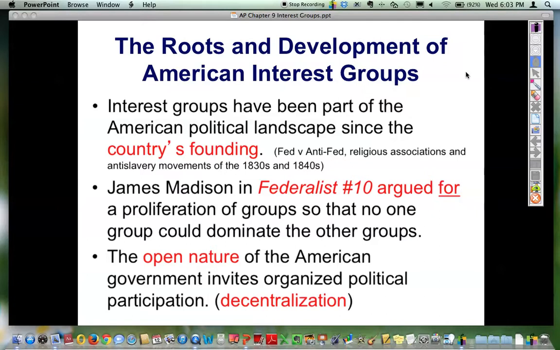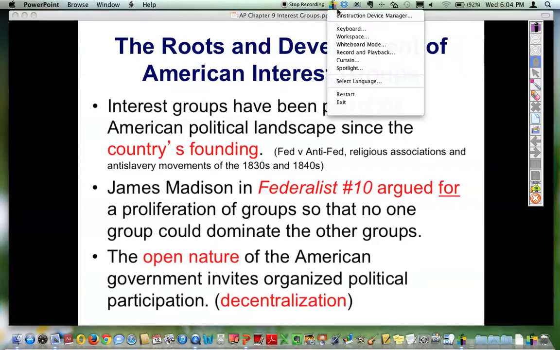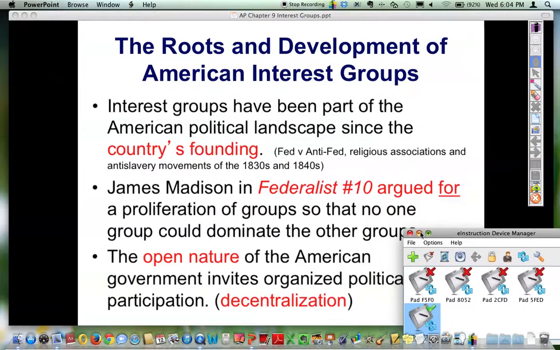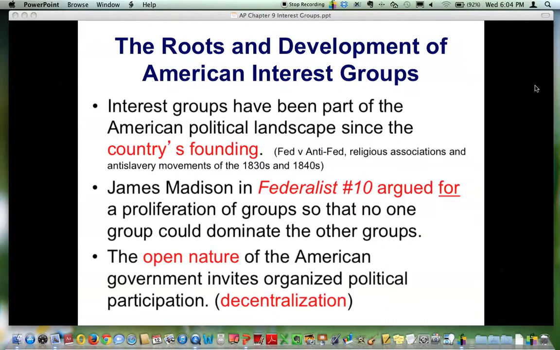Madison in Federalist 10 argued for a proliferation of groups. He said, we will never be able to prevent everybody from thinking ideas, so we need to come up with a government that can check and balance so no one group would dominate. The open nature of the American government invites organized political participation. I will say on many different levels that allows for a decentralization. You can impact your federal government, you can impact your state government, and you can also impact your local government when we talk about these ideas.